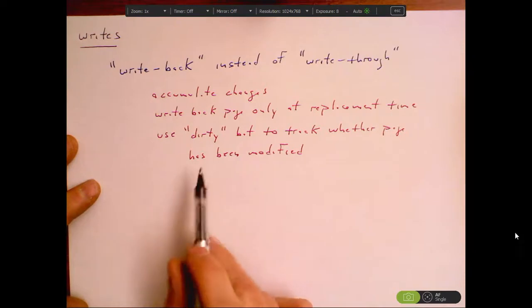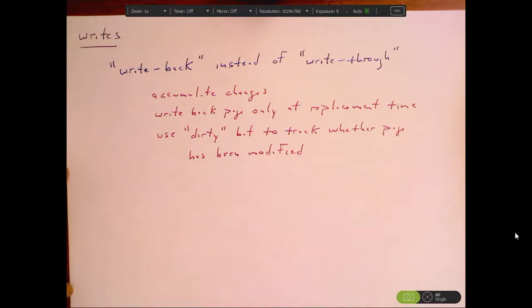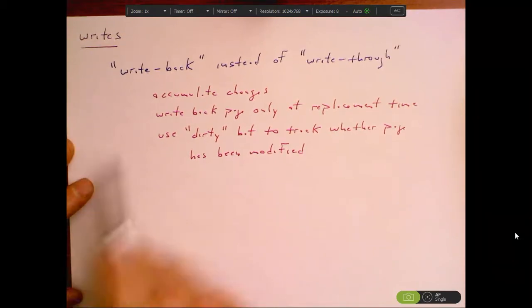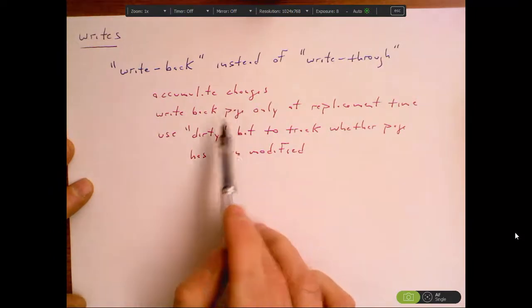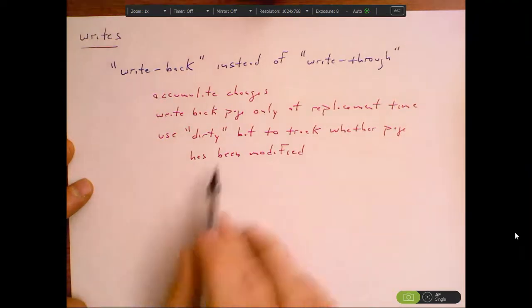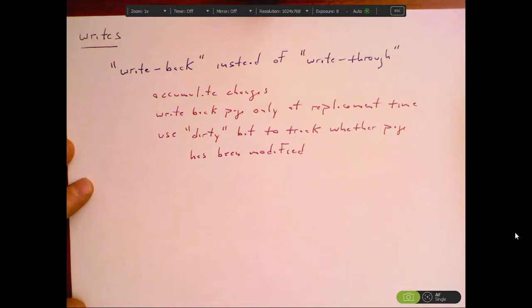Again, it requires another bit to be tracked in the page table as to whether a page has been modified or not, because we don't want to do that disk write if the page has not been modified. Okay, so again, the write-back approach is we accumulate the changes. We only write back the page when we need to replace the page with another page in memory. And we have to keep a dirty bit to keep track of whether a page has been modified since it was loaded from the disk. And we only write it back if it's been modified.